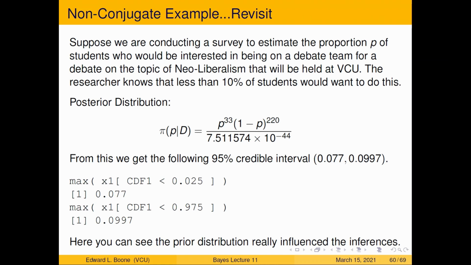Is that a good thing? Is that a bad thing? I don't know. It depends on the situation you're in and how certain you are that really less than 10% of the students would want to do this. So if the researcher is really certain of that, then this interval is a reasonable interval.